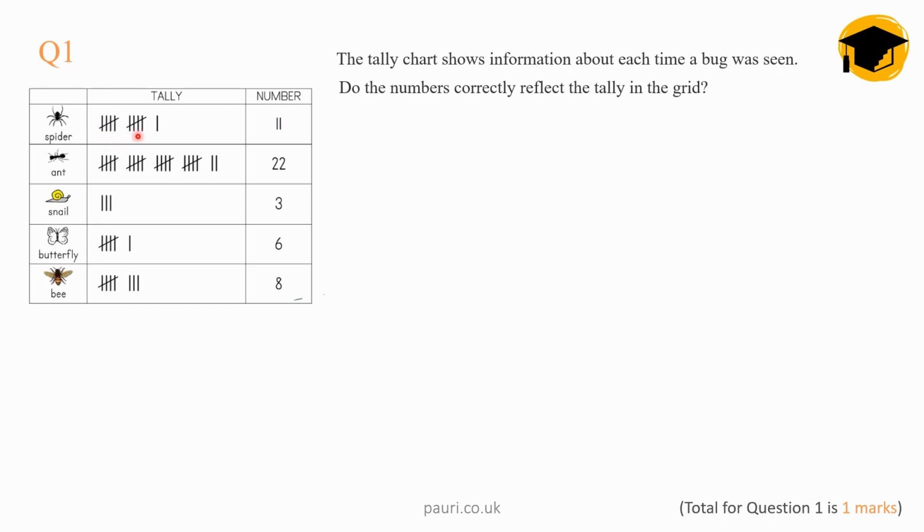So 5, 10 plus 1, which is 11. The first number works. Next 5, 10, 15, 20 plus 2, 22. That works. Next is 1, 2, 3. That works. 5 plus 1 is 6. That works. 5, 6, 7, 8. That works. My numbers correctly do reflect the numbers in the tally. As a final answer, I'm going to write yes.